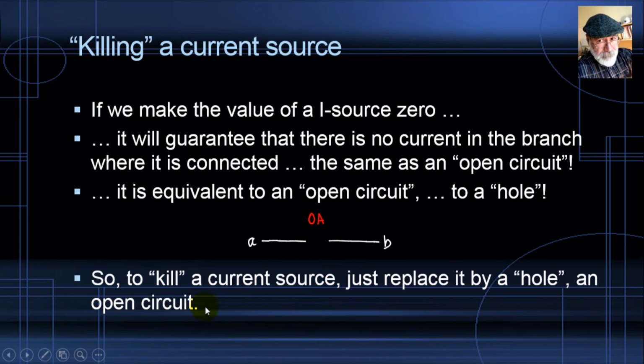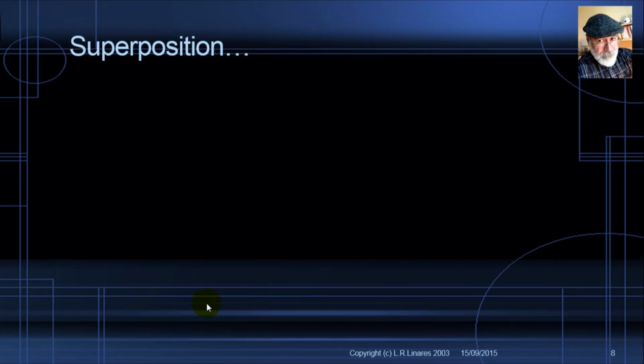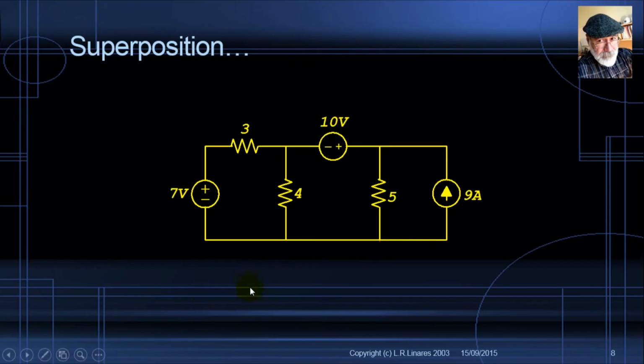That's how. Now we know how to kill a voltage source, replace it by a wire. We know how to kill a current source, replace it by an open circuit, a hole. But we better see this in action. Superposition tutorial time, with a circuit with 3 sources: 2 voltage sources, 7 volts and 10 volts, and 1 current source, 9 amps. And what we want to compute by superposition is the current in this 5 ohm resistor. We're going to solve for that current one source at a time, and then we will superimpose. We will add up the 3 contributions.